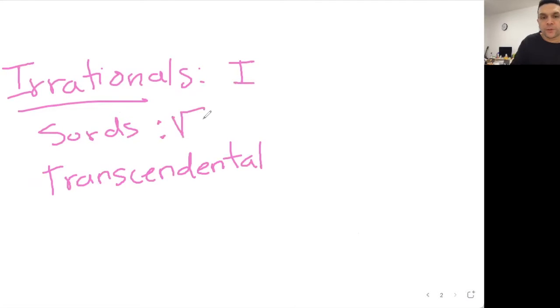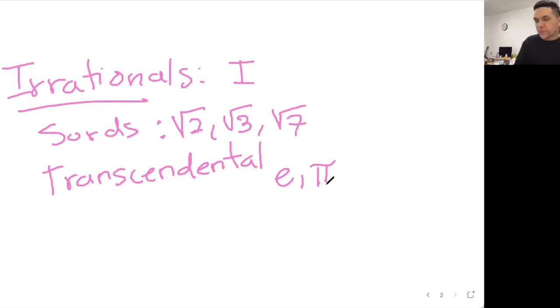Surds are going to be the square root of 2, the square root of 3, the square root of 7. Transcendental numbers are Euler's number and pi. There are others, but I can't think of them right now. But E, Euler's number, and pi are the most commonly used transcendental numbers in mathematics. If I remember the other ones, I will list them.